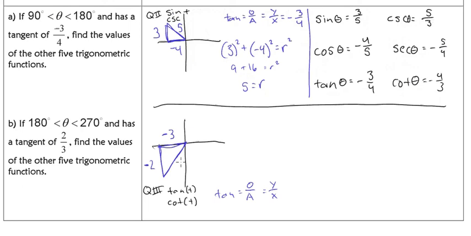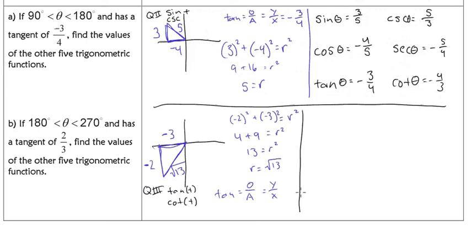Now we've got to find our third side. So -2 squared plus -3 squared equals the radius squared, or the hypotenuse squared, whichever one you want to use. And then we've got 4 plus 9 equals the radius squared. That's 13 equals radius squared. So the radius is equal to the square root of 13. All right, now we've got all our pieces. We can write our trig functions.